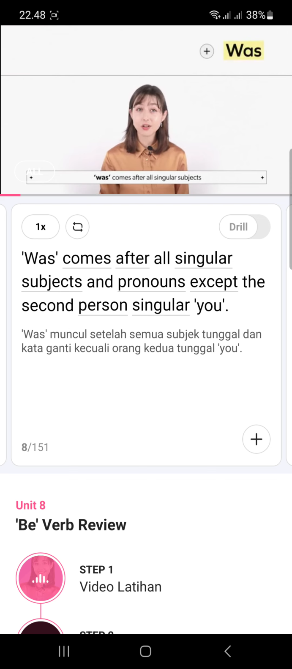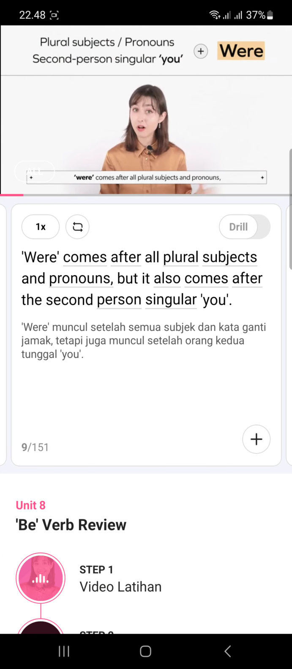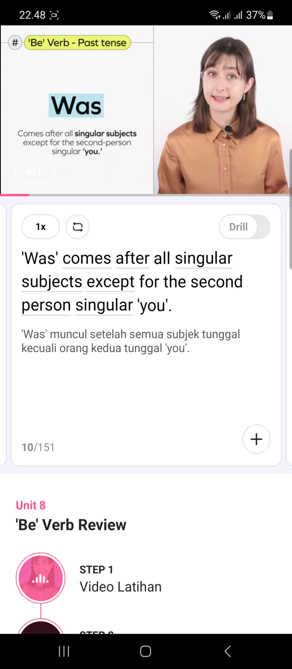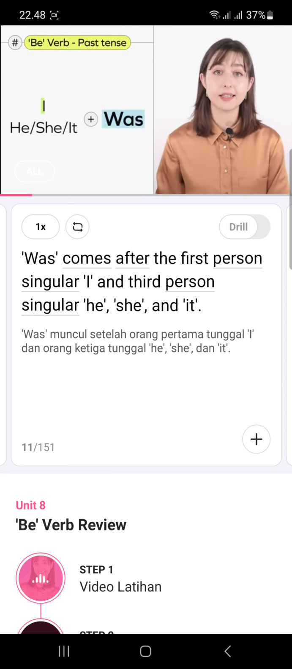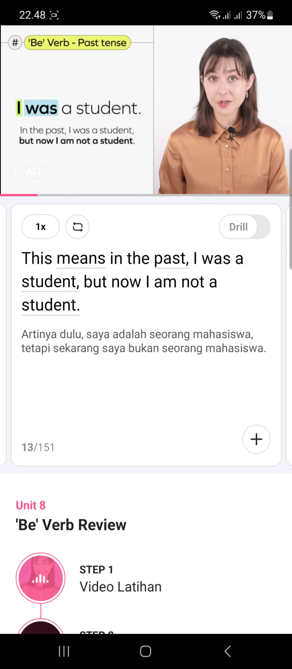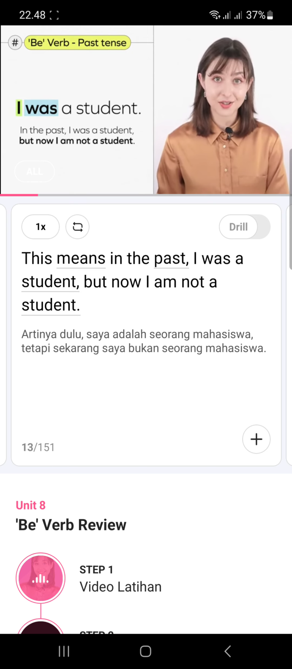Was comes after all singular subjects and pronouns except the second person singular you. Were comes after all plural subjects and pronouns, but it also comes after the second person singular you. Was comes after the first person singular I and third person singular he, she, and it. For instance, I was a student. This means in the past I was a student, but now I am not a student.